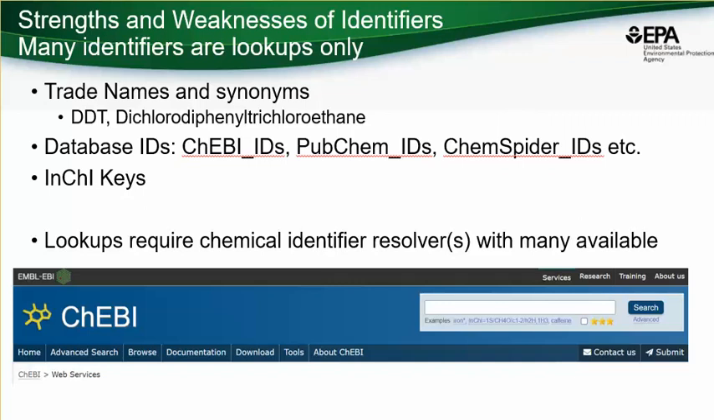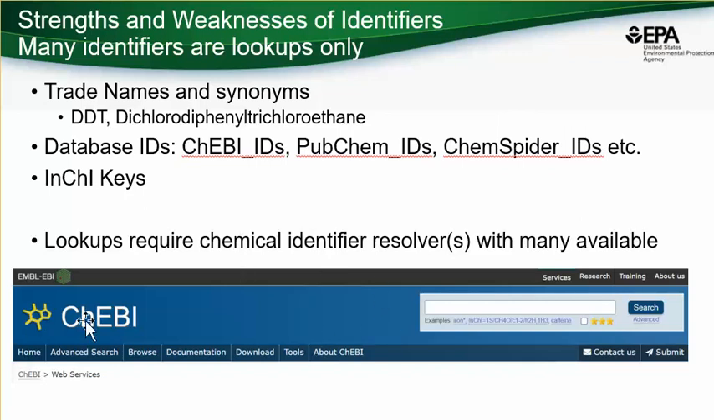Database IDs are the same. If you get a ChemSpider ID, you have to go to ChemSpider to resolve it. There are many resolvers that are coming online, and these are greatly beneficial to us. Many of these deliver web services so that those of us who are building chemical applications can use these web services for integration. CACTUS is an excellent example.